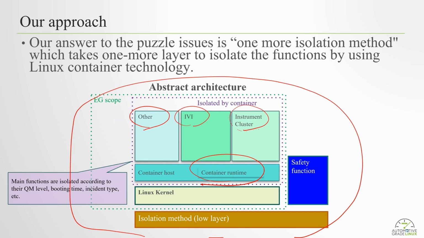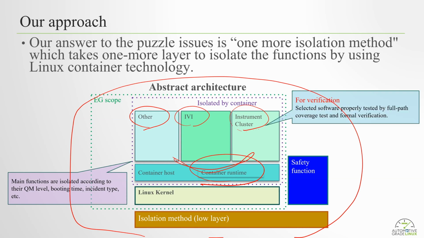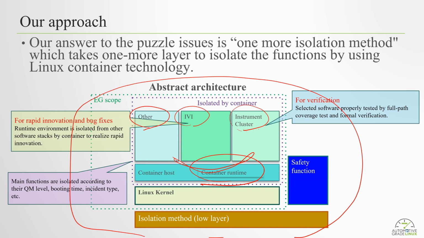So the main functions are isolated according to the QM level by the Linux containers. The verification side is isolated from the other functions using container technologies. And the other bug fix issues for IVI are handled by the Linux container technology. It's our concept. We call this concept QM isolation.